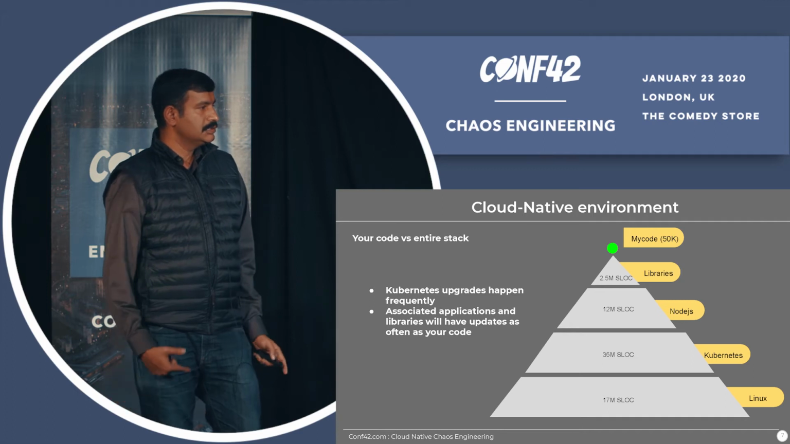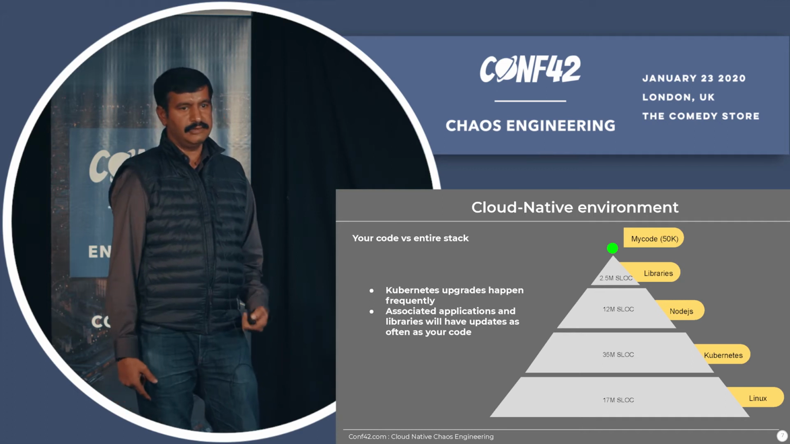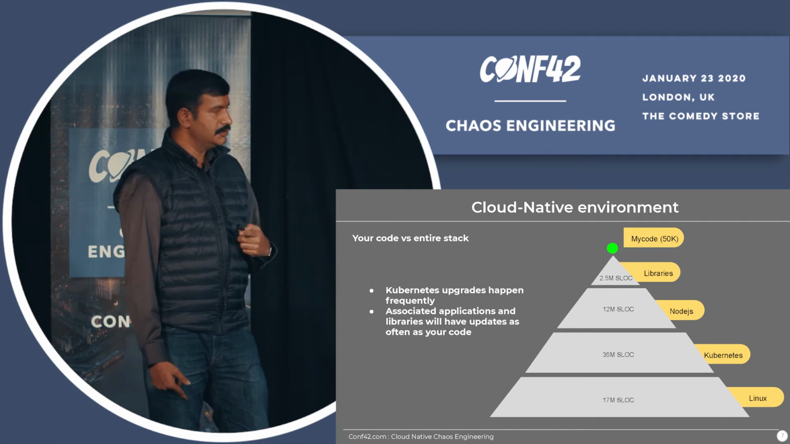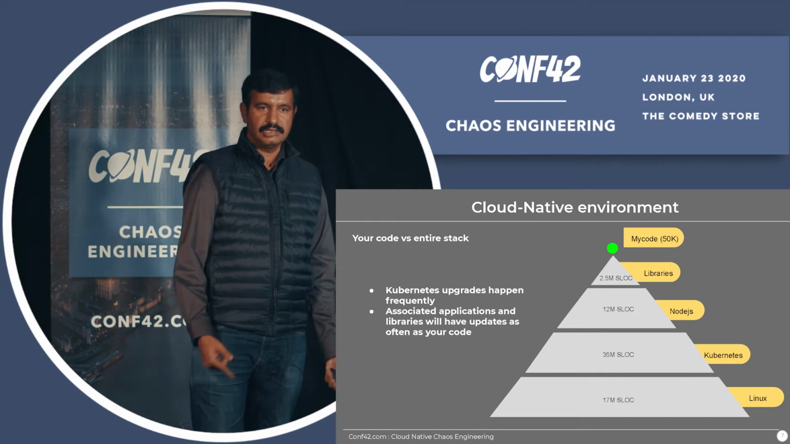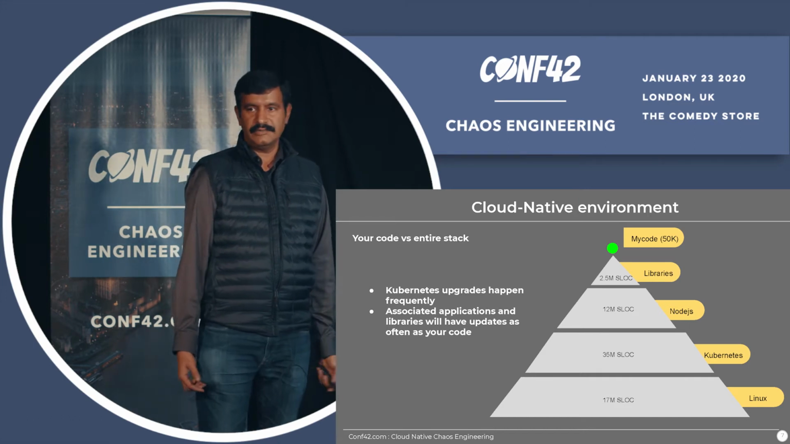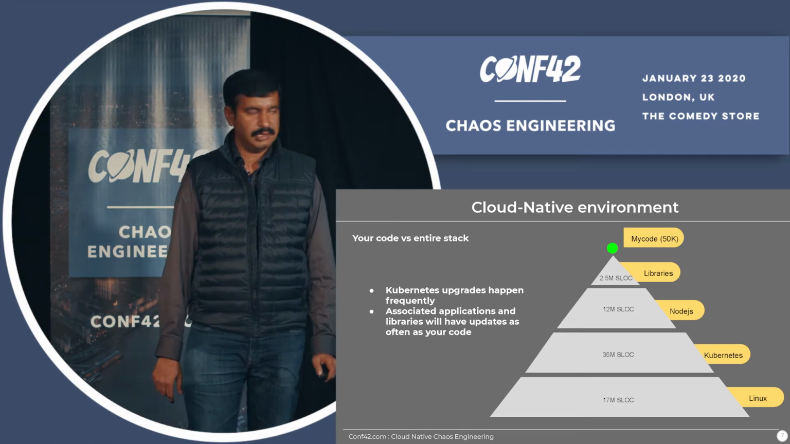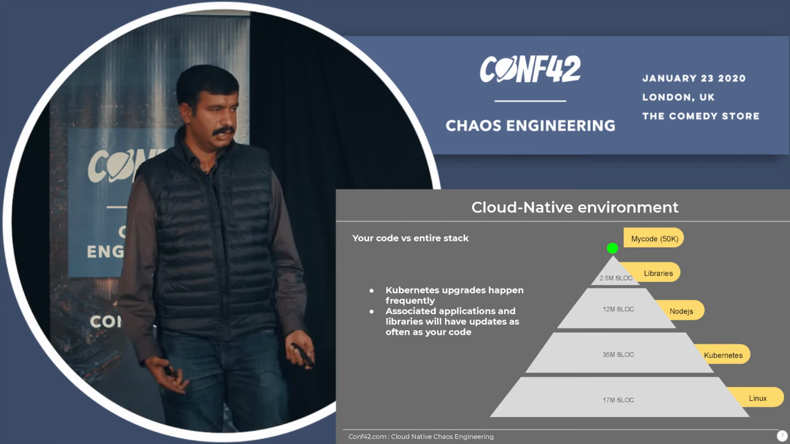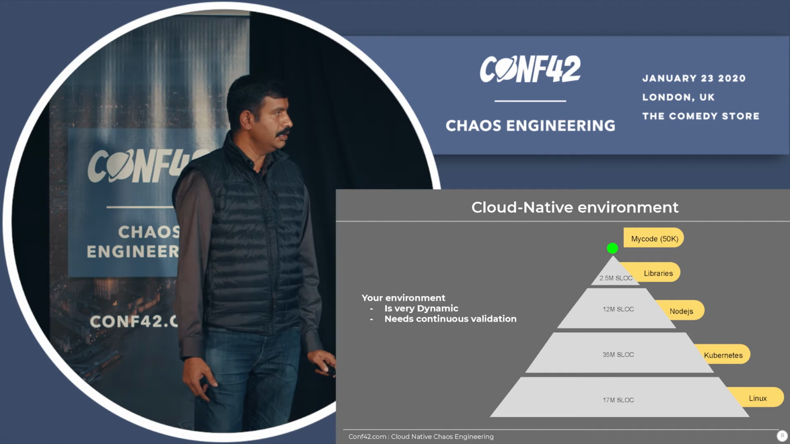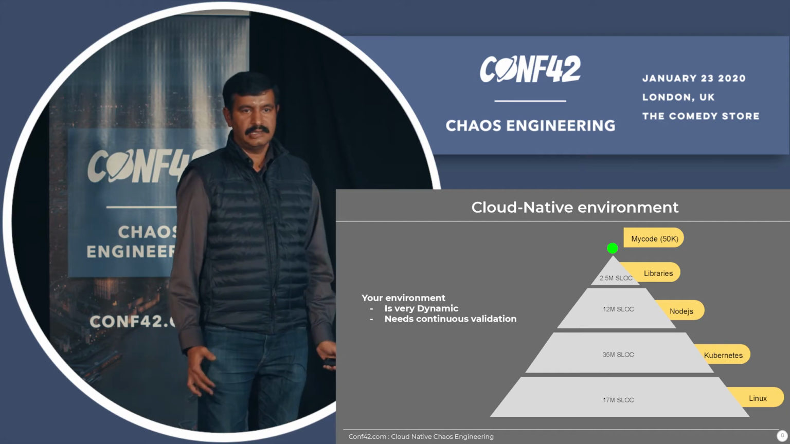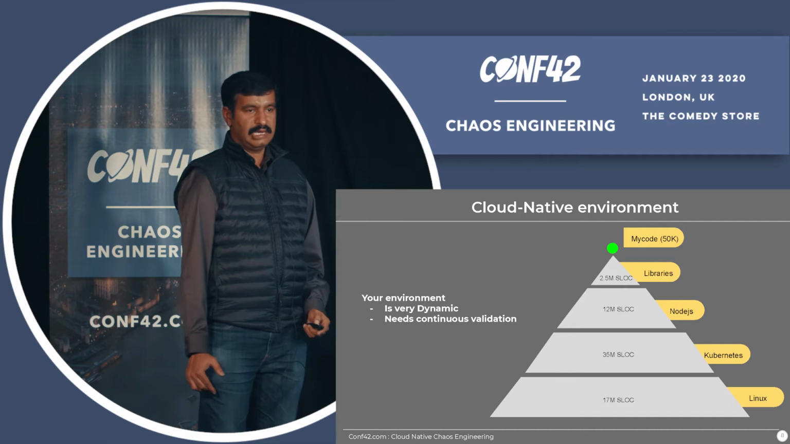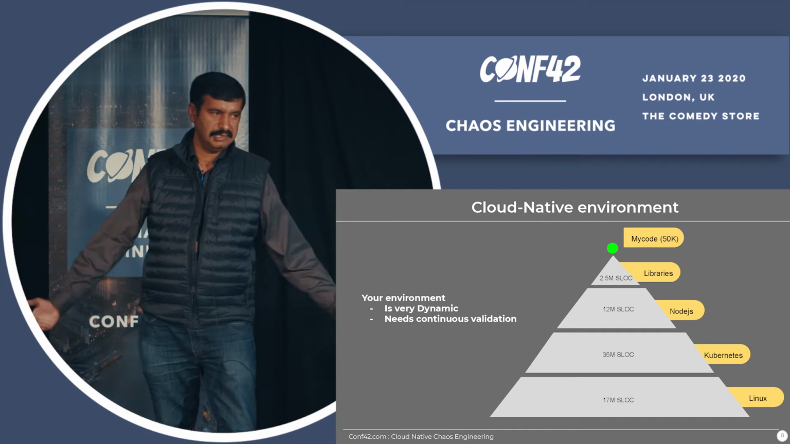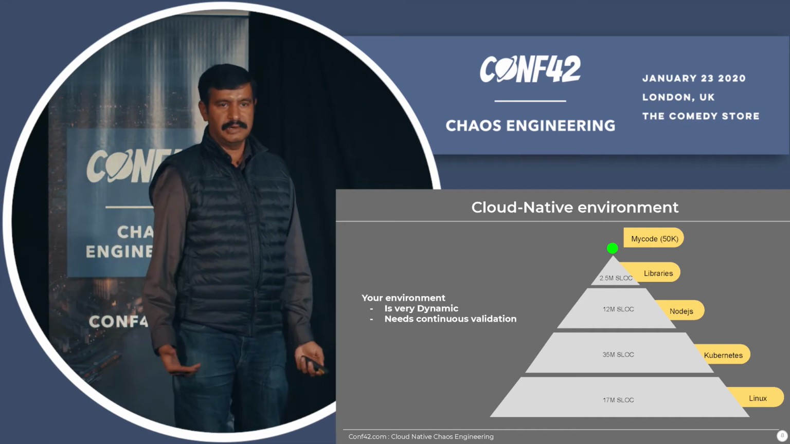So Kubernetes upgrades happen very frequently, and the application or microservices surrounding your application also need to be updated very, very frequently. And then you don't control all of it, right? And you're always thinking about my code. How do I make sure that the code that I bring in and deploy is working fine, right? So the summary is that your environment, the cloud native environment, is very dynamic, and it requires continuous verification, right? It's the same concept of don't assume, but verify.